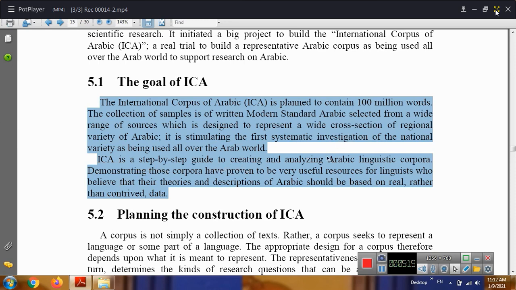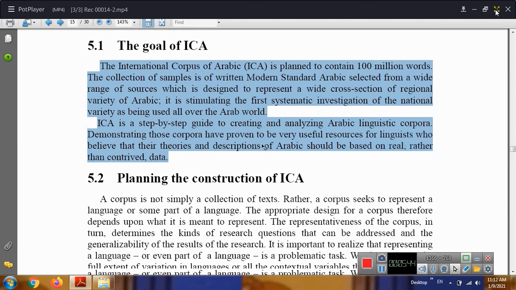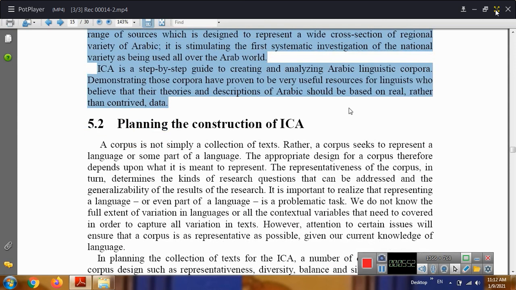ICA is a step-by-step guide to creating and analyzing Arabic linguistic corpora, demonstrating that those corpora have proven to be very useful resources for linguists who believe that their theories and description of Arabic should be based on real rather than contrived data. This paragraph is very important, and it gives you some information about ICA, and you should know this information about the size, about the matter, and about the structure of the ICA.